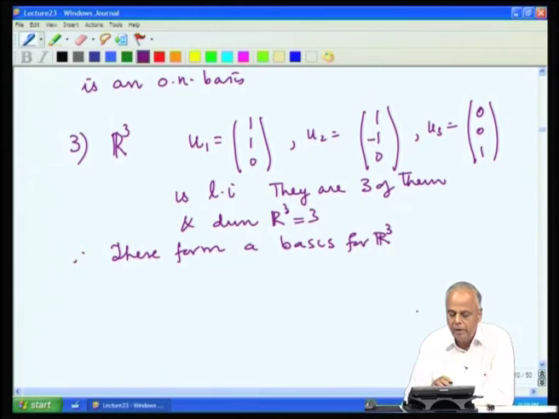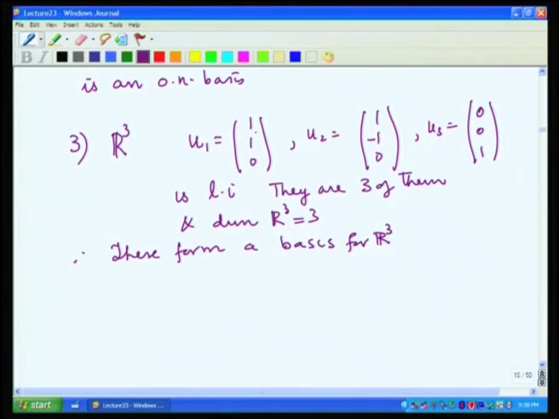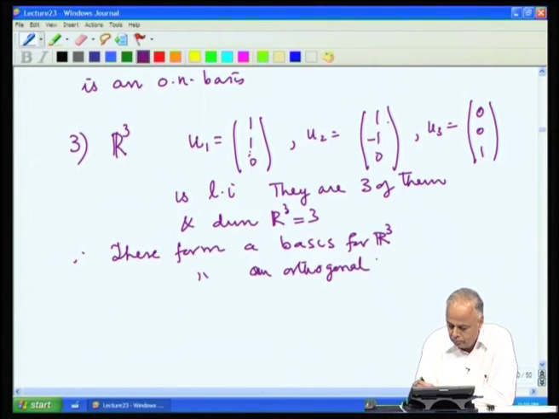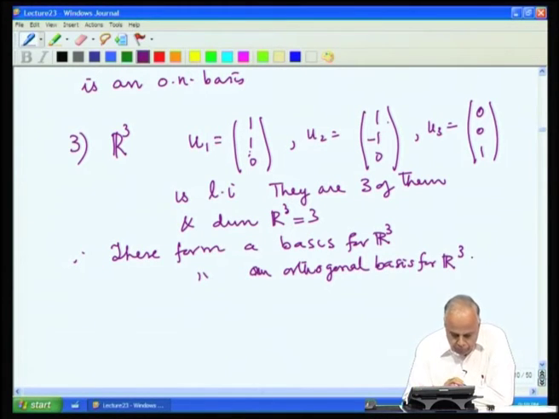Now, every vector here is orthogonal to each other, because the dot product of u 1 and u 2 is 1 into 1 plus minus 1 into 1 plus 0 into 0, which is 1 minus 1, which is 0. Similarly, u 2 and u 3 are orthogonal, and u 3 and u 1 are orthogonal. So, these vectors are orthogonal. So, they form an orthogonal basis for R 3.